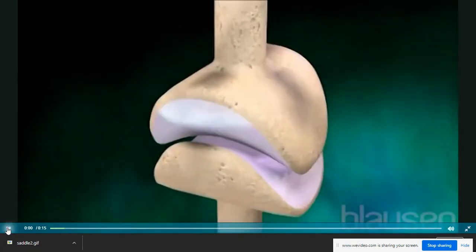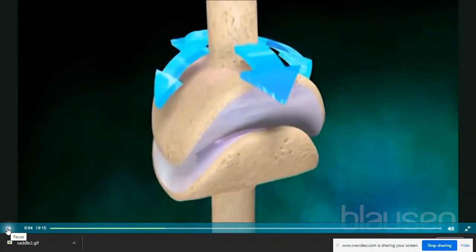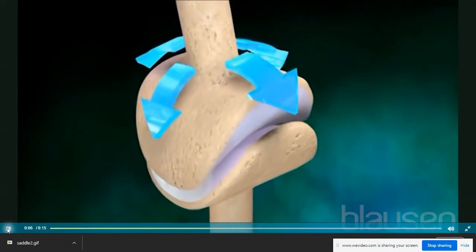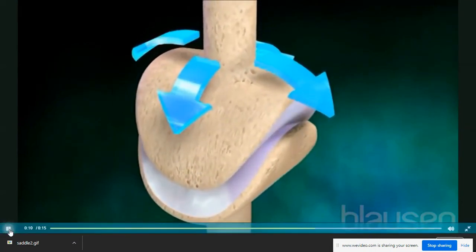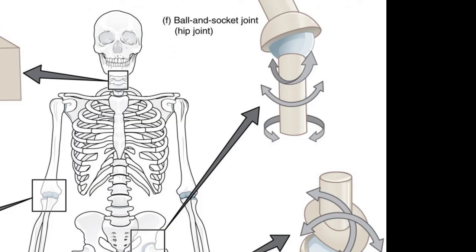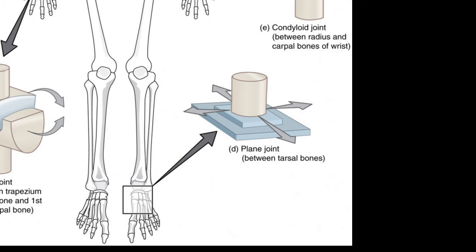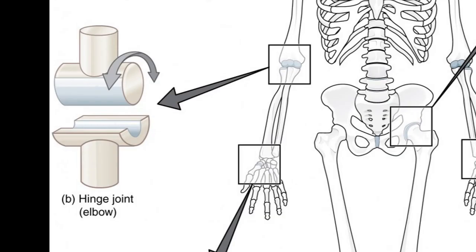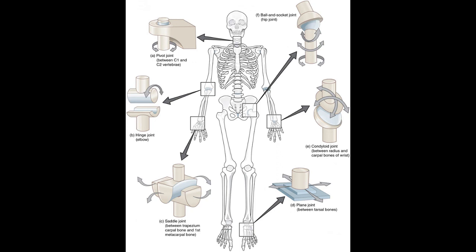Okay, here's a quick animation of a saddle. Notice the arrows. So side to side and then forwards and backwards. You can even make sort of a circular shape, but no twisting here. Okay, there you have it. We have the ball and socket, the condyloid, the gliding, the saddle, the hinge, and the pivot. And all of these are types of synovial or freely moving joints.